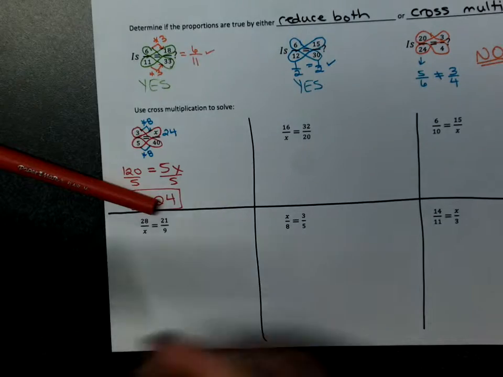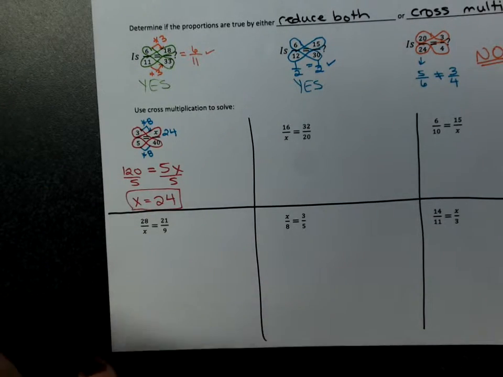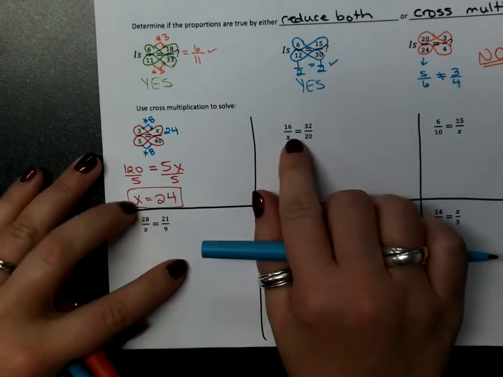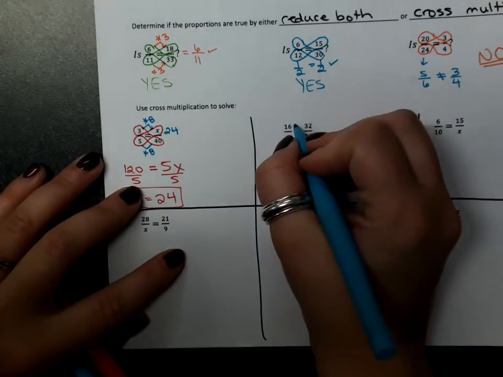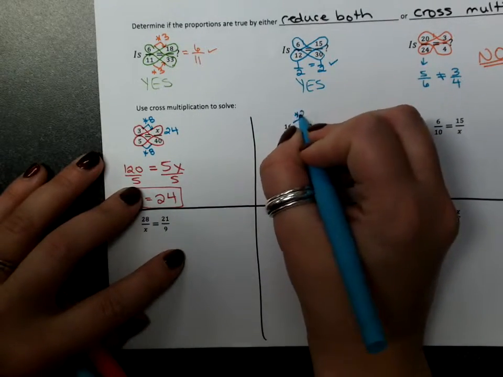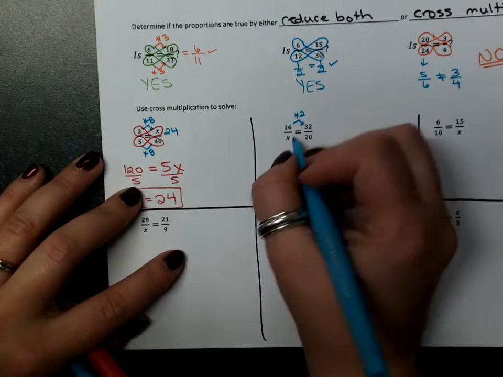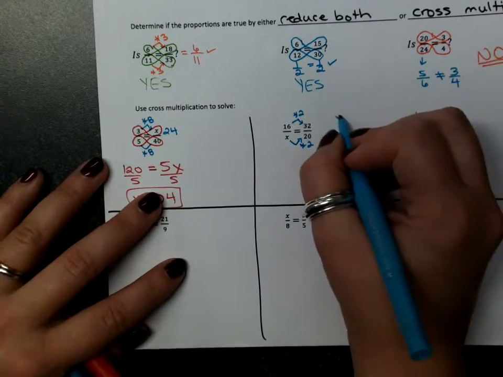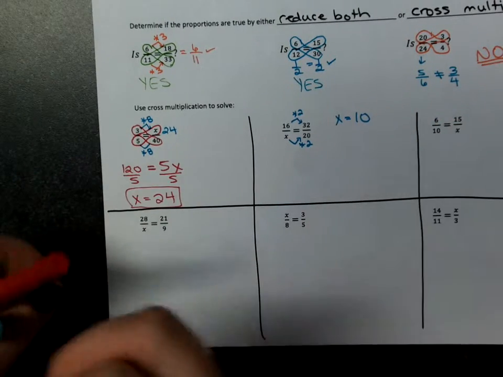So same idea on the second one. Some of you might notice that we have 16 over x equals 32 over 20. You might notice that 16 times 2 is 32, and so something times 2 needs to be 20. And so you might be able to figure out that x is 10.